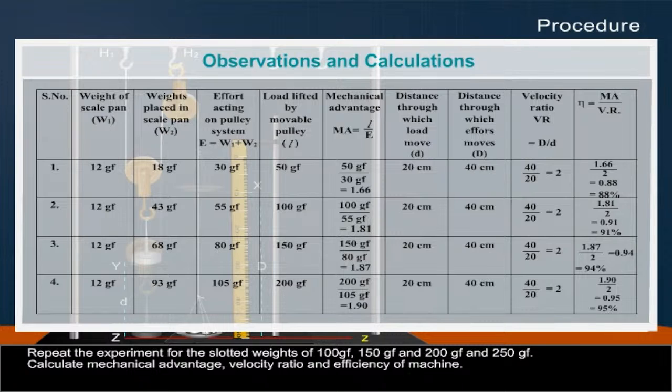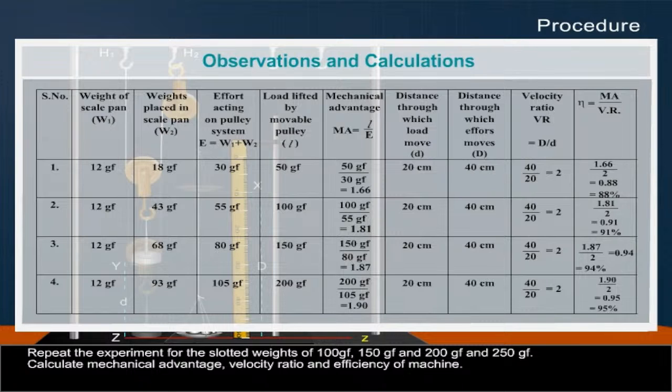Distance through which load moves, D. Distance through which effort moves, D. Velocity ratio, VR, equal to D divided by D. Efficiency, eta, equal to MA divided by VR.